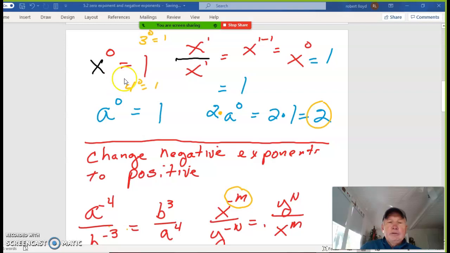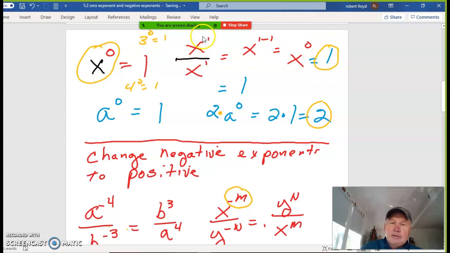Okay, continuing on with 5.2, the zero exponent and negative exponents. So anything to the zero power is 1. If we use our division rule and subtract the exponents, x to the first divided by x to the first would be x to the 0, and that should equal 1.